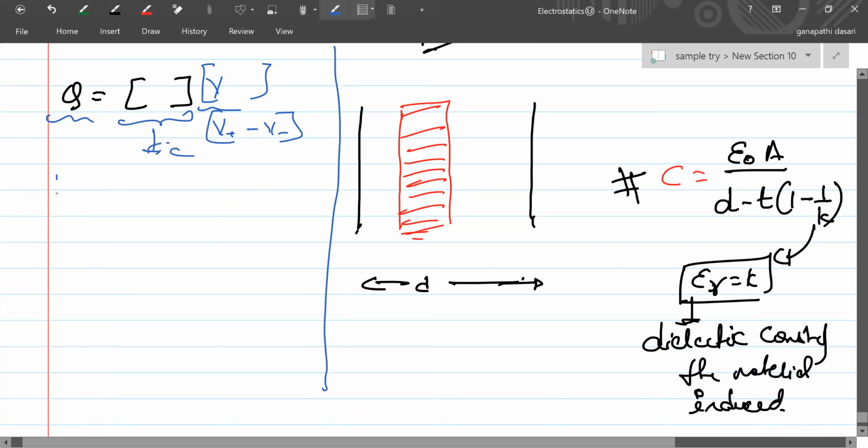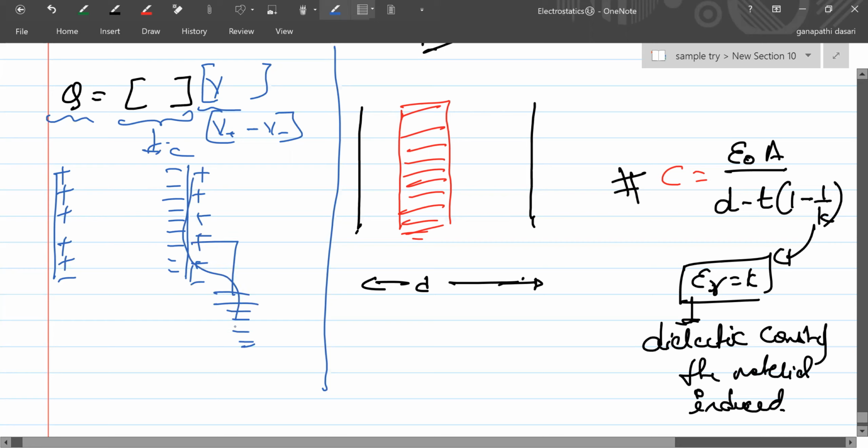Let us see this for a parallel plate capacitor. Here the positive charge is there, and here the negative charge will be there. How will this negative charge come here? First we bring this plate closer to the charged plate, and then due to induction, negative charge will form here and positive charge will form here. Then if you earth it, what will happen?